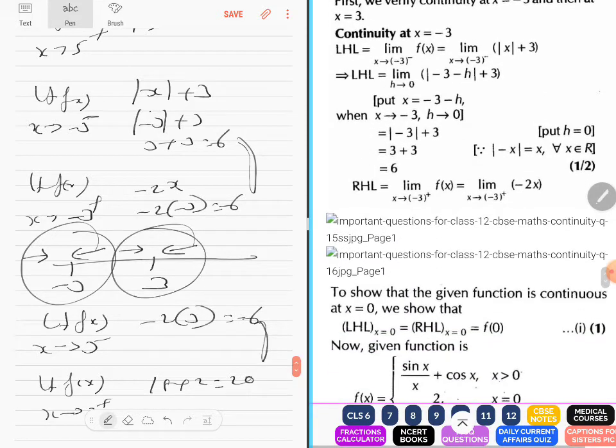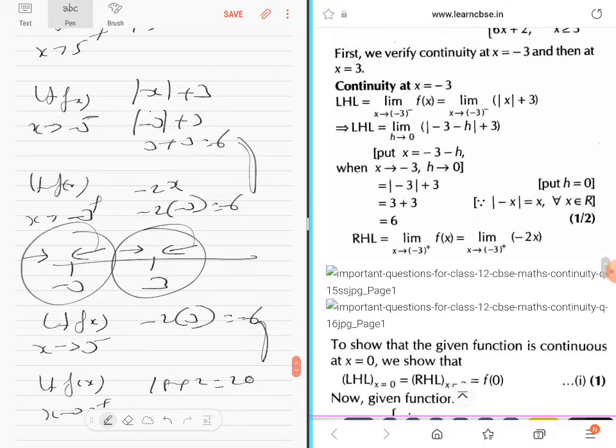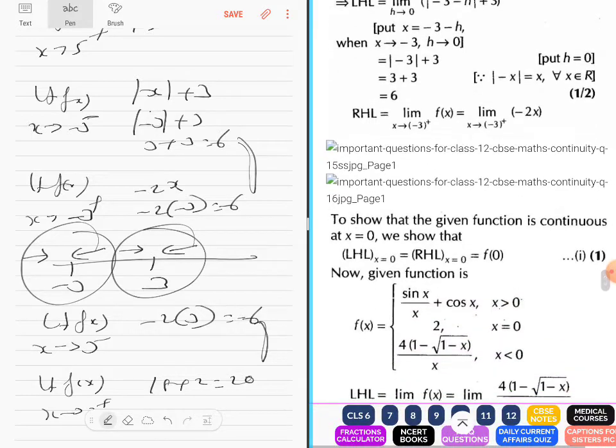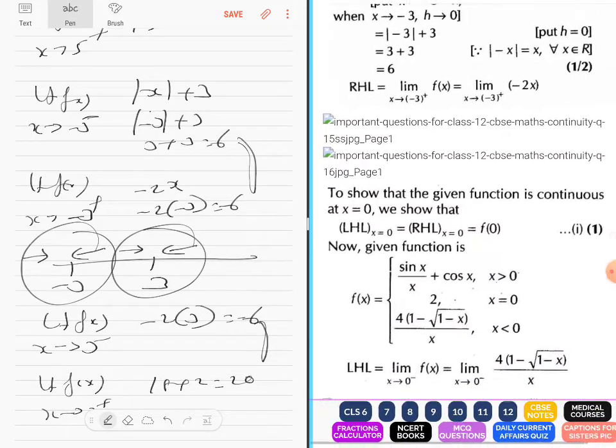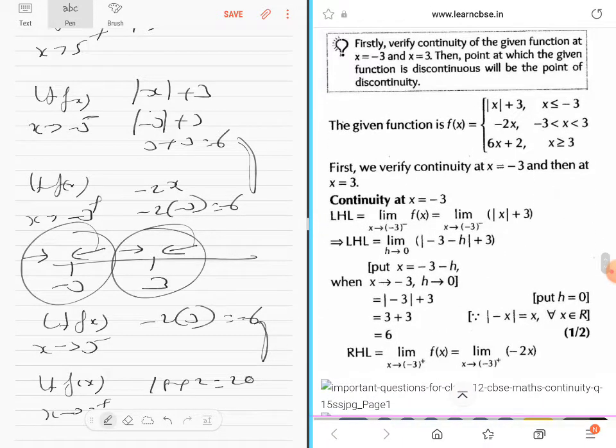Do you see that? Is that what they have given? Have I made any mistake? Can you just check?